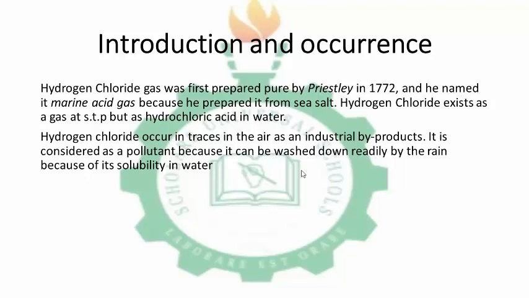Now, under standard temperature and pressure, that means at standard condition, hydrogen chloride exists as a gas, but as hydrochloric acid when dissolved in water. Hydrogen chloride occurs in traces in air as an industrial byproduct. It is considered a pollutant because it can be washed down readily by the rain because of its solubility in water. After it has been washed down by rain, it can cause harm to plant life and also wash paint from buildings.